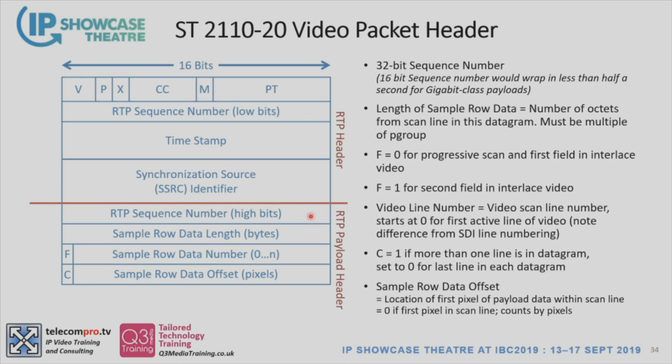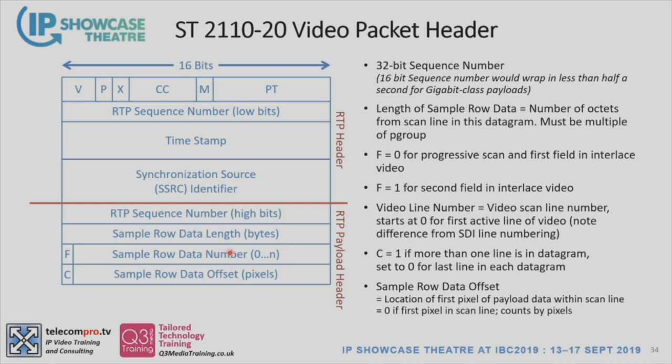After the sequence number, we have sample row data information. This is data about what's going to be inside this packet. The first thing is the sample row data length. That's going to say how many bytes we have. Let's say I had 200 P groups, and each one of the P groups had 5 bytes. Then my sample row data length there would be 1,000 bytes. So it's the length of the data contained in this packet for the first sample row.